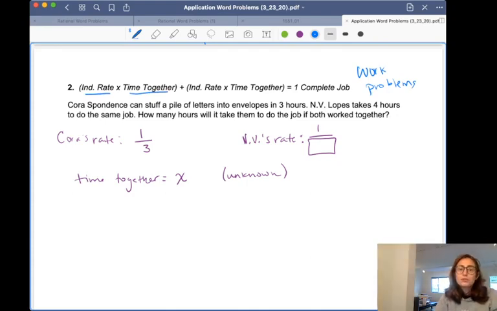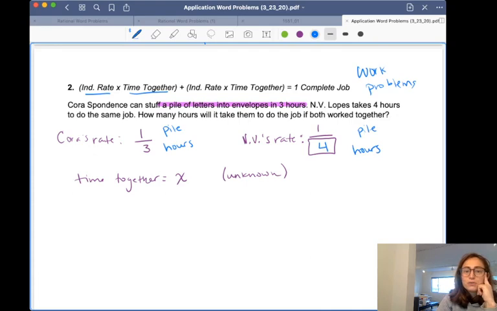Okay, so remember from the very first video I talked about how the rate is a fraction, and it seems kind of confusing, but basically for Cora, her rate is one pile of letters into envelopes in 3 hours. So her rate is one pile in 3 hours. Envy takes 4 hours to do the same job. So his rate is one pile in 4 hours.